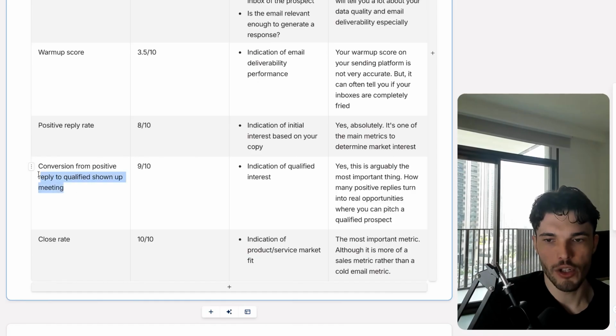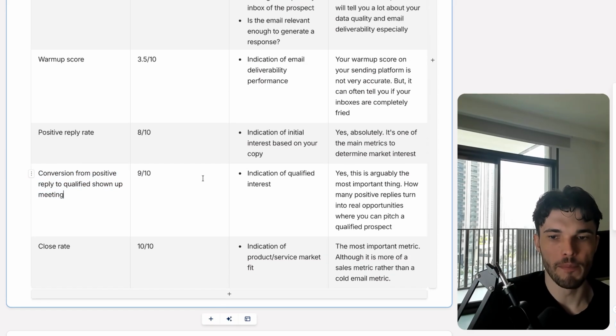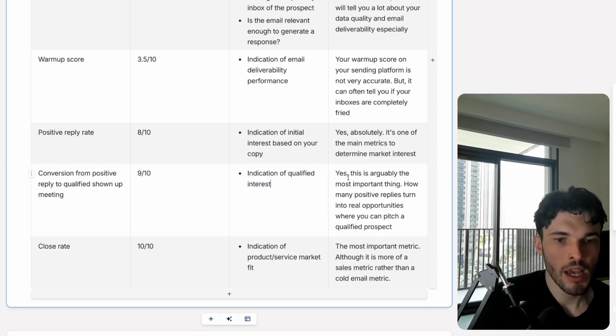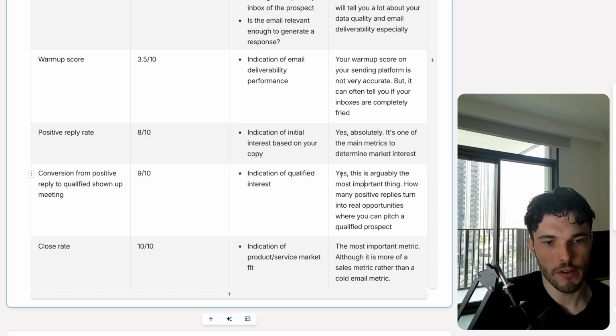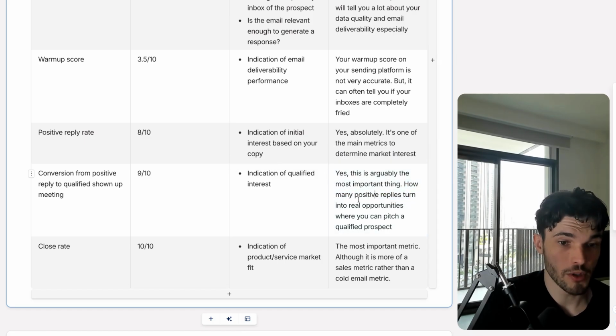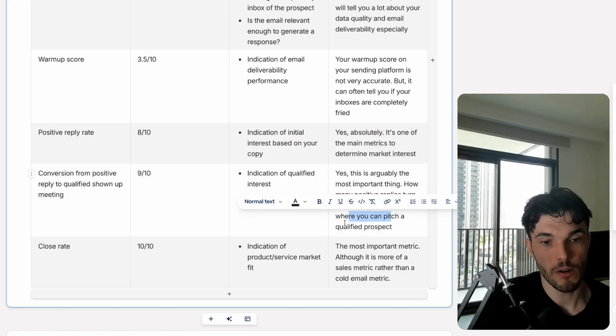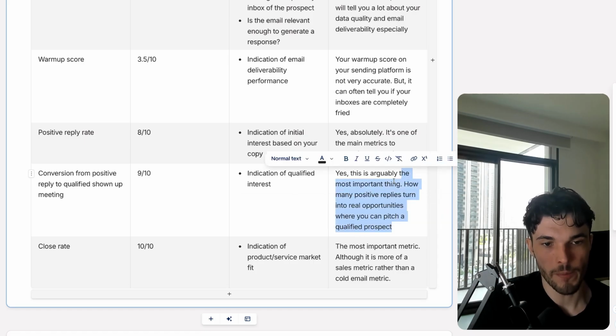The next thing is conversion from positive reply to qualified showing up meeting. This is a 9 out of 10. Of course, this is super, super important. This is a great indication of qualified interest, right? So not just general interest, but actual qualified interest in this case. And so yeah, this is arguably one of the most important things. You need to know how many positive replies turn into real opportunities where you can actually pitch a qualified prospect, right? This is what it's showing. So super important. You definitely need to track this.